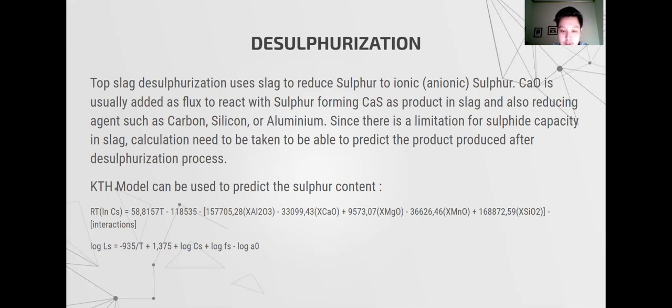To predict the sulfur content, we can use the KTH model, which is shown on screen, to calculate the sulfide capacity of slag. From the sulfide capacity value, we can calculate the LS, or the sulfur distribution in slag compared to sulfur in metal. A good desulfurization process is when we can get the highest LS value possible, but of course we need to consider the ternary phase of calcium oxide, silicon oxide, and aluminum oxide to maintain slag in the liquid form. Next.